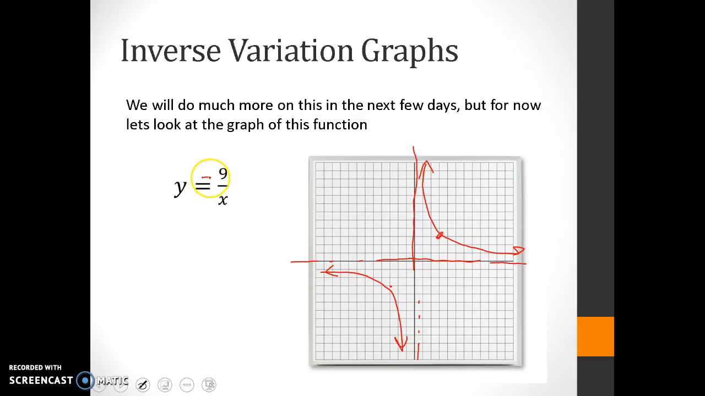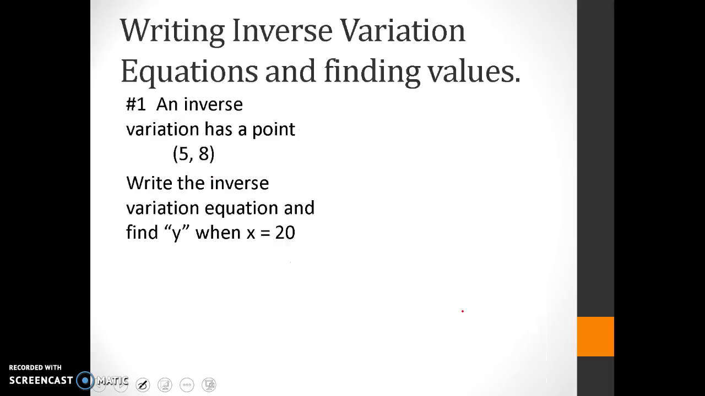If the 9 was negative, instead of being in the first and the third quadrants, I would be in the second and fourth quadrants. And then eventually we're going to be shifting these around, so shifting them up and to the right and so on, but not right away. Let's take a look at some examples.